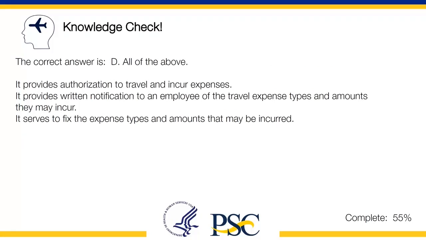The correct answer is D. All of the above. It provides authorization to travel and incur expenses. It provides written notification to an employee of the travel expense types and amounts they may incur. It serves to fix the expense types and amounts that may be incurred.